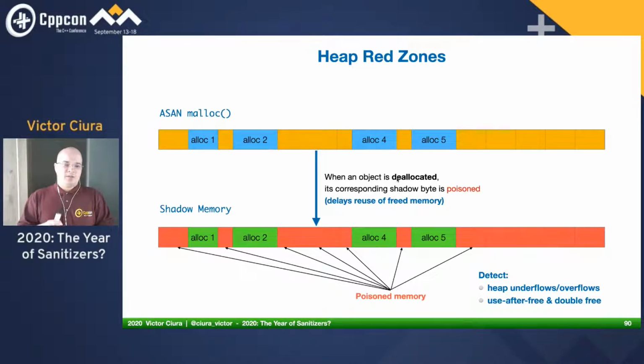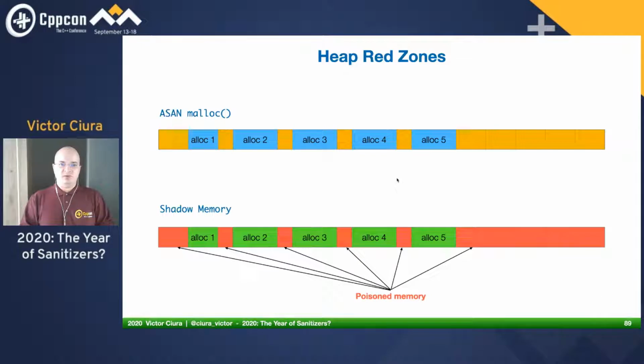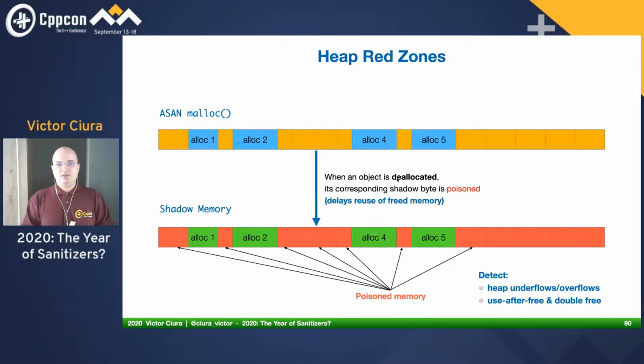Interesting, when the allocation happens, so if you see here, we have object allocation number 3, and when the object is deallocated, its corresponding shadow byte is poisoned. And this is intentional, to delay the reuse of freed memory. And this prevents actually accessing deallocated stuff. So we can detect heap underflows, overflows, and use after free or double frees, stuff like that. So a very neat trick, sounds simple. I'm sure it's more complicated. The devil is in the details, as always. But it's easy to create a mental picture of what happens behind this and understand it's not actually magic.